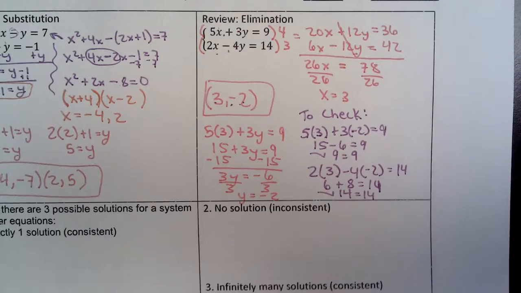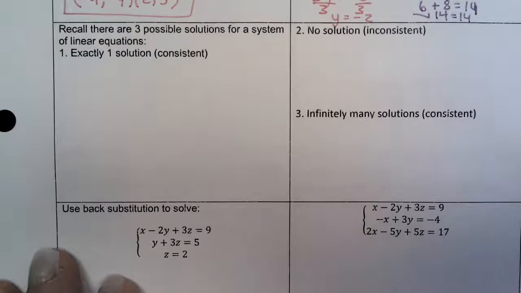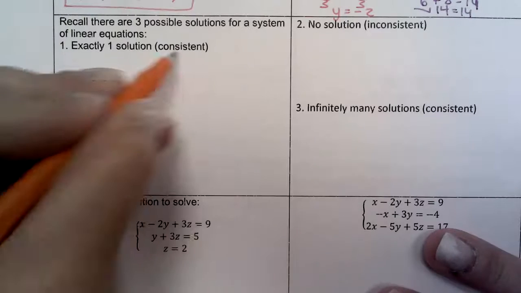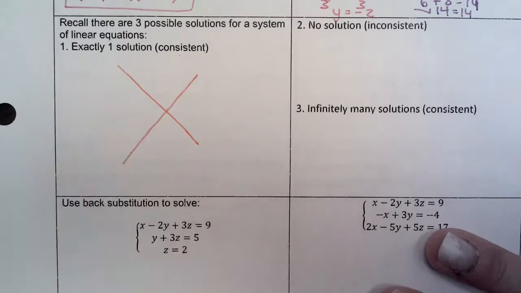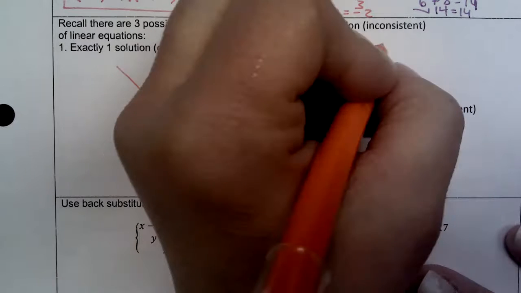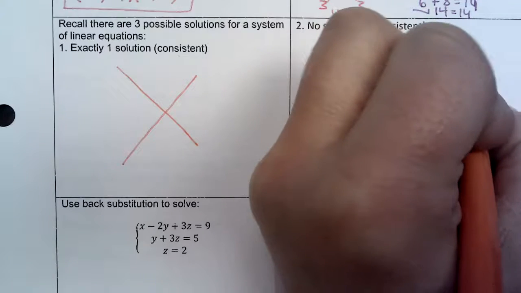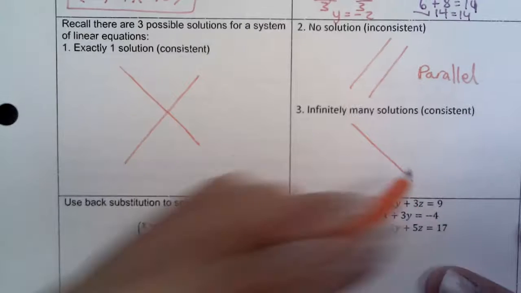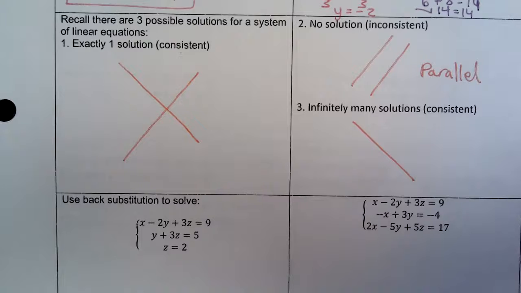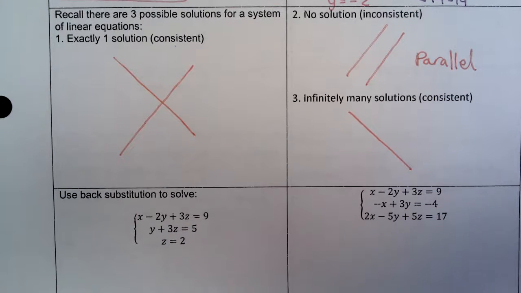Okay. So let's recall that there are 3 possible solutions for a system of linear equations. There is exactly one solution, which would be called consistent. So that is where you just cross and they touch at one spot. There is no solution, which is called inconsistent, and that's if they are parallel lines, so they never touch. And then there are infinitely many solutions, and that's if it's the same exact line, but maybe they're written in different forms.